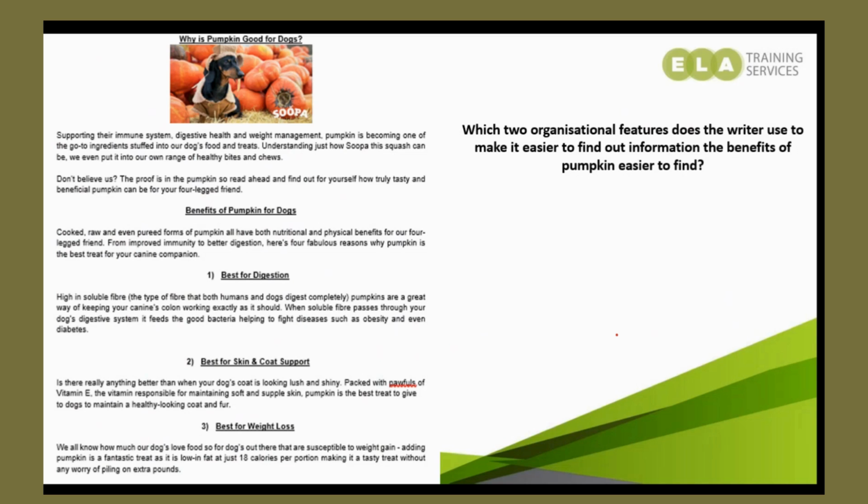So which two organisational features within this text does the writer use to make it easier to find out information on the benefits of pumpkin? So same thing, we're going to go information on the benefits of pumpkin and we're looking for making information easier to find. So we know here our benefits of what pumpkin does for dogs is listed in bullet points. So we've got bullet points. We can also have the subheadings and then our paragraphs. So any two from those is fantastic. Brilliant. And that is organisational features complete.